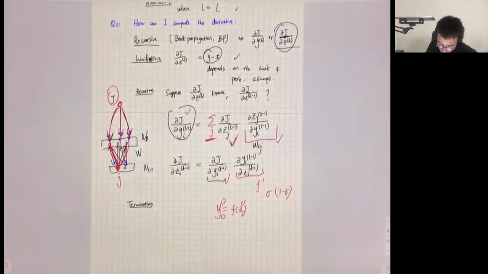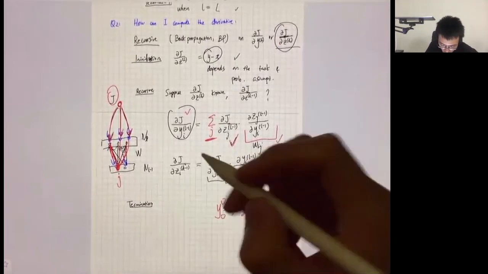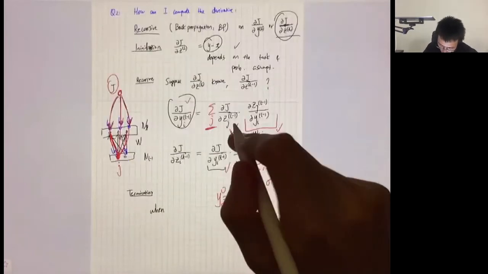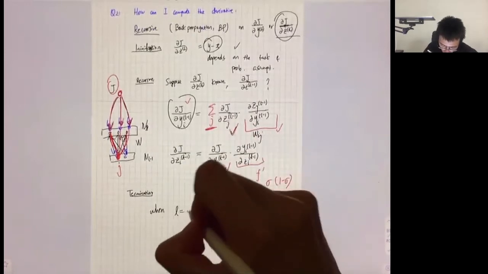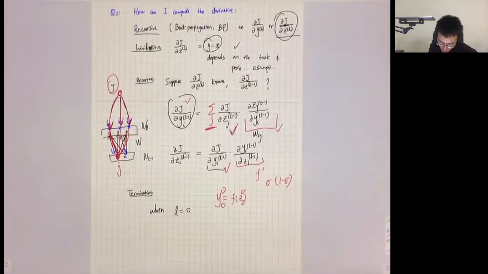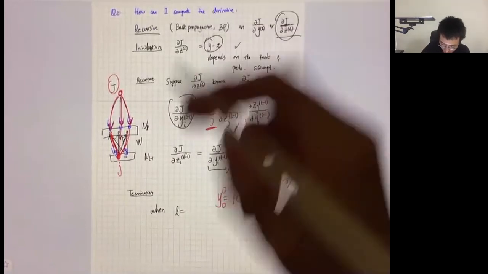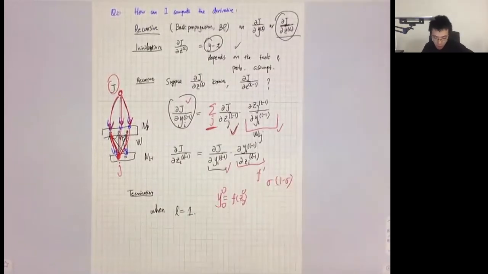Okay. So we're done. Termination is when L equals 0. You don't have to compute L equals 0 because the partial derivative of the input in most cases doesn't make sense. But in some cases, it may make sense, which is the adversarial example. But when we train the model, we cannot modify my data points. So we can say when L equals 1. Done.